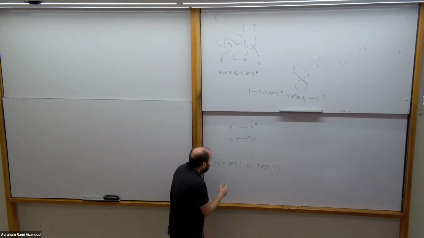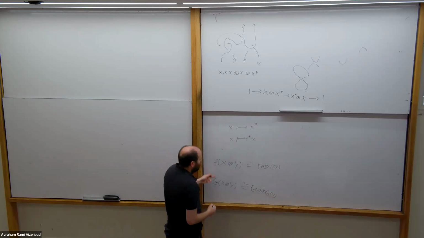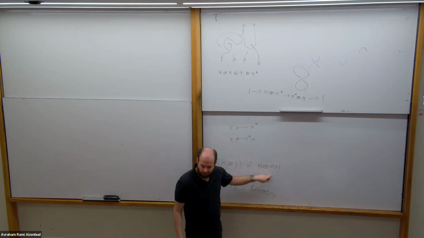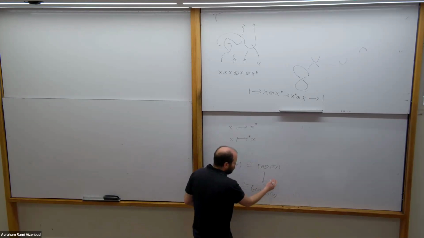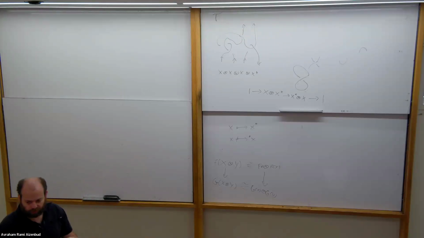But also, now I have two functors, so g of x tensor y, which is not isomorphic to g of x tensor g of y. And now, if I have a morphism between the functors, I have a morphism here. But here I have a different morphism that comes from the tensor product. We want this diagram to commute. This is a monoidal morphism between two functors.